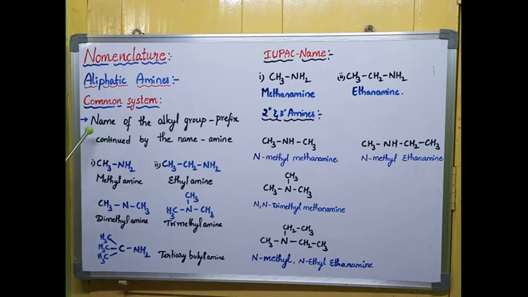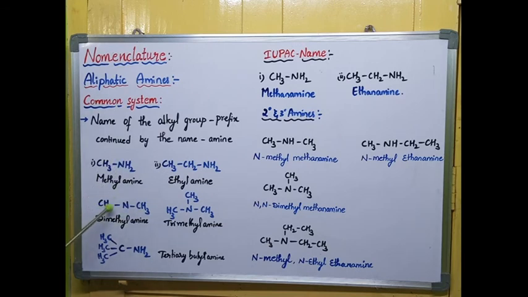Let us see the common naming system here. The name of the alkyl group will be used as a prefix. We are seeing the different amines like primary, secondary and tertiary amines. The name of the alkyl group will come as a prefix, followed by the word amine. Let us see CH3 NH2. Here you can observe this is a methyl group, so methylamine. You can see CH3 CH2 NH2 means an ethyl group, so it is ethylamine.